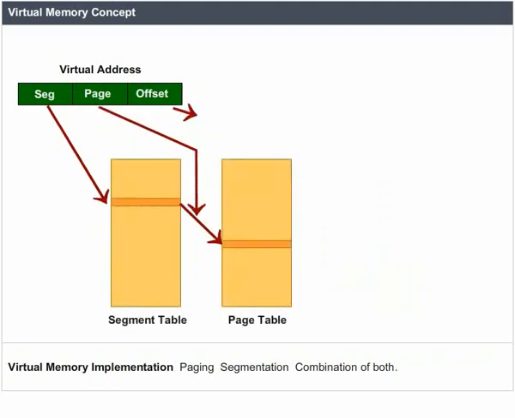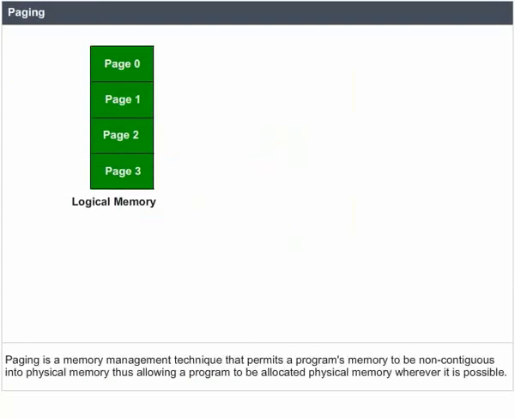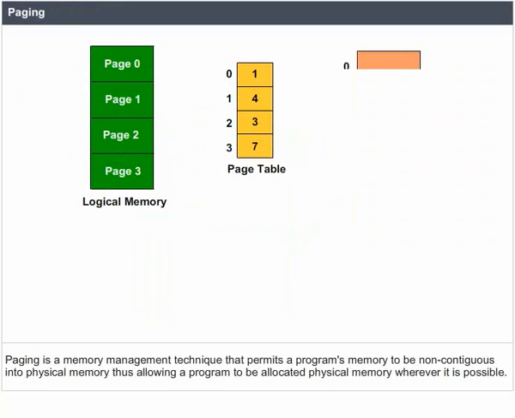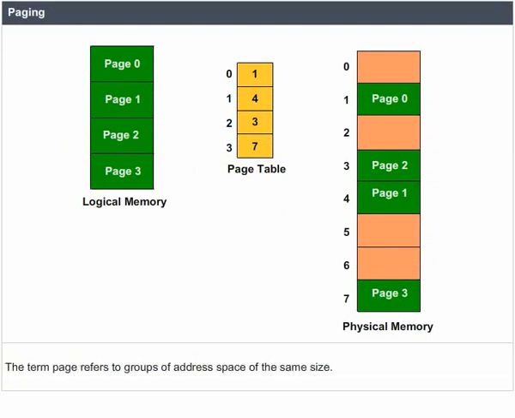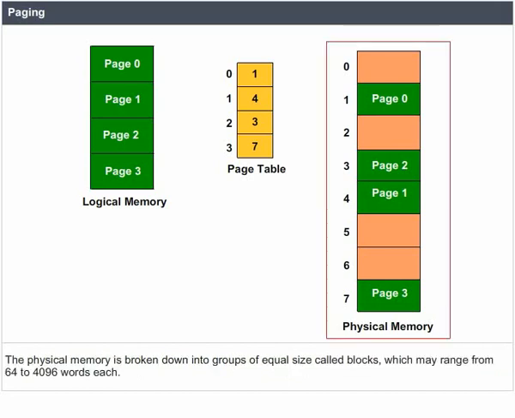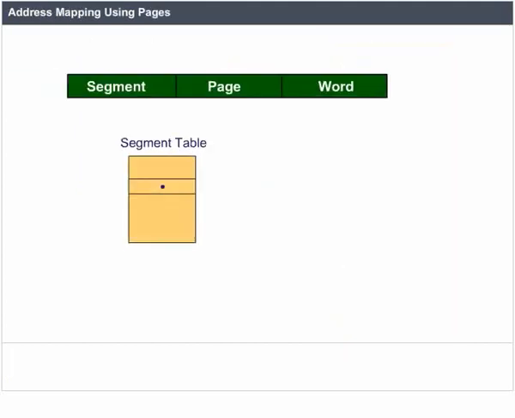Virtual memory implementation: paging, segmentation, or a combination of both. Paging is a memory management technique that permits a program's memory to be non-contiguous in physical memory, thus allowing a program to be allocated physical memory wherever it is possible. The term page refers to groups of address space of the same size. Address space and memory space are each divided into groups of fixed size. The physical memory is broken down into groups of equal size called blocks, which may range from 64 to 4096 words each.